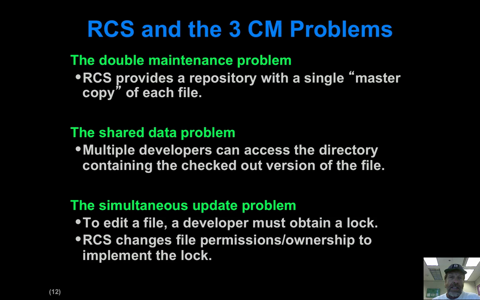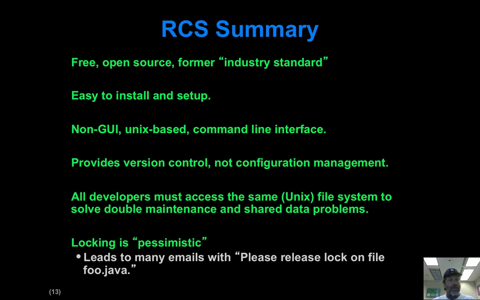Okay? So when we look at these three configuration management problems, RCS solves the double maintenance problem by saying there's this master repository where each file is kept on the file system. Different developers can get access to any file on the system simply by going to that directory and checking out the file. And it solves the simultaneous update problem, and it prevents clobbering by saying that each developer must obtain a lock on the file before they're able to do any editing. And what happens is RCS essentially changes file permissions. Okay, it's an open source system, easy to install, provides only version control, so there's no sense of a configuration of files. There's just a sense of individual files that go through different versions.